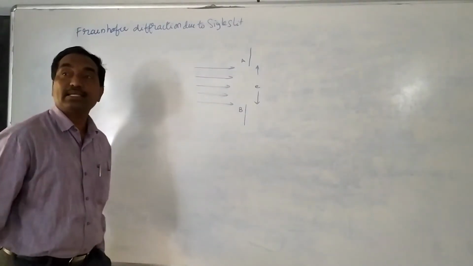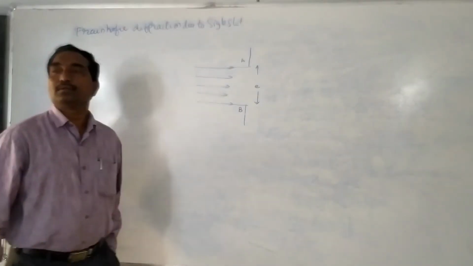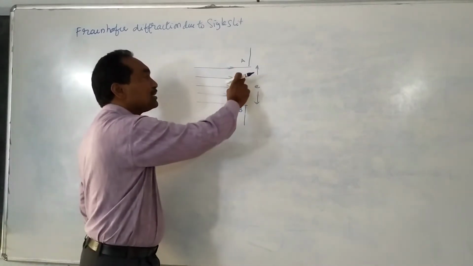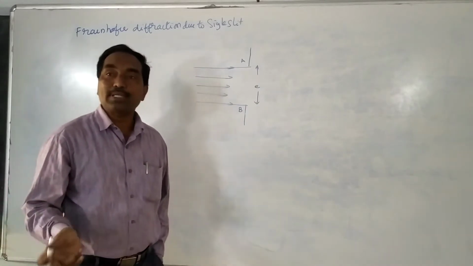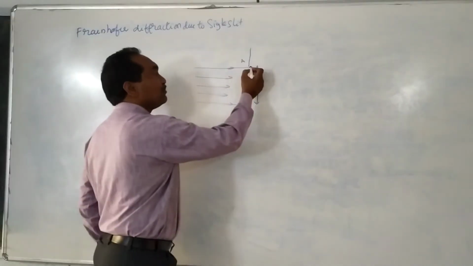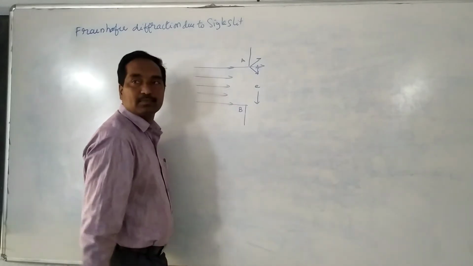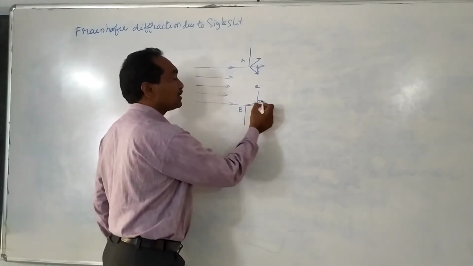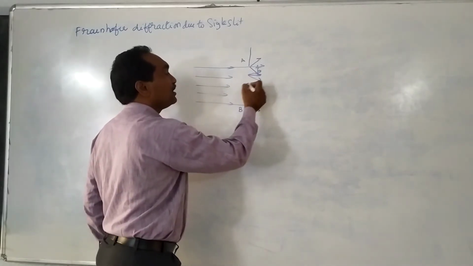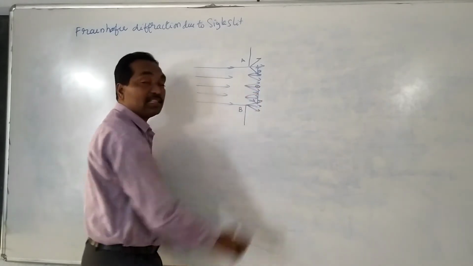When these rays are incident on the slit, according to the Huygens principle, every point on the slit acts as a source of secondary wavelets. It is nothing but the waves coming from the slit will move in all directions, along this direction, along this direction, and here also along this direction. At the middle point also, it moves in all directions, according to the Fresnel theory.